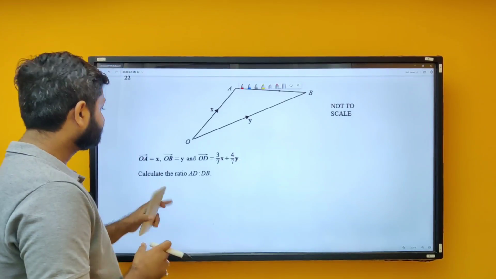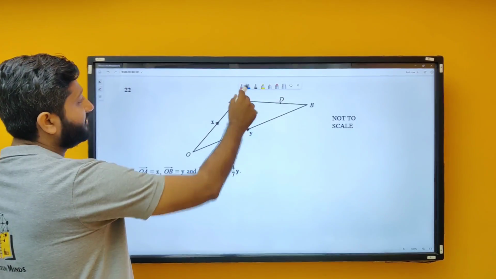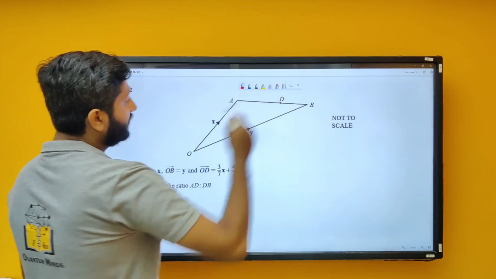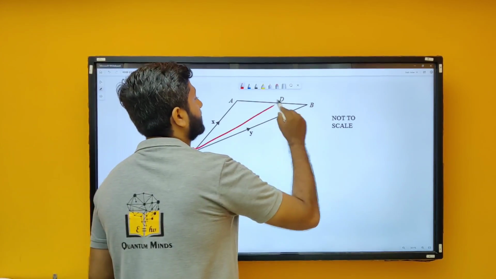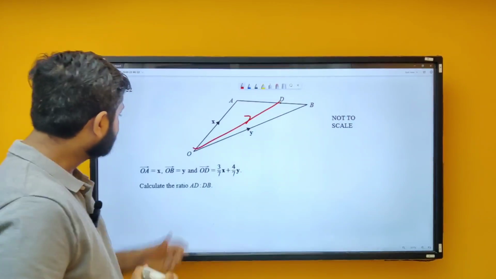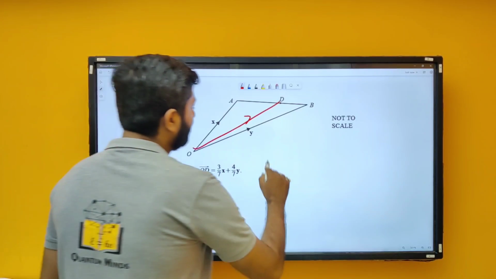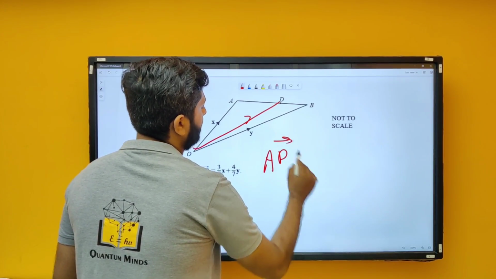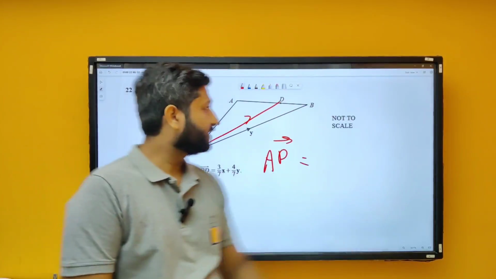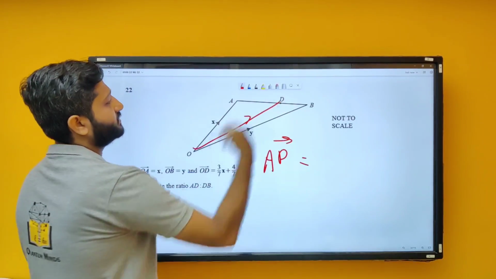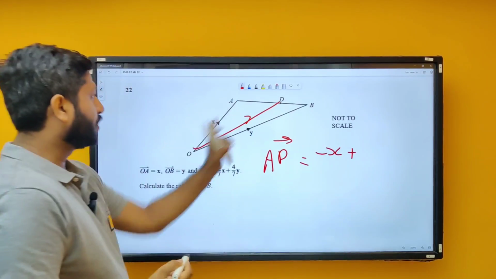Okay, next question. I have OA, which is x, I have OB, which is y, and I have OD. This is my OD, guys. I'm supposed to find the ratio of AD to DB. So no issues. Let me find AD first. AD is nothing but I have to go from A and move towards D. So that is AO plus OD. AO is minus x plus OD.